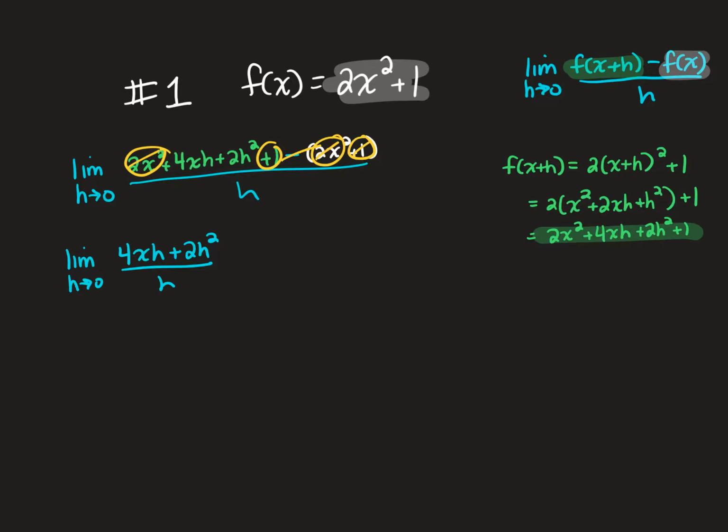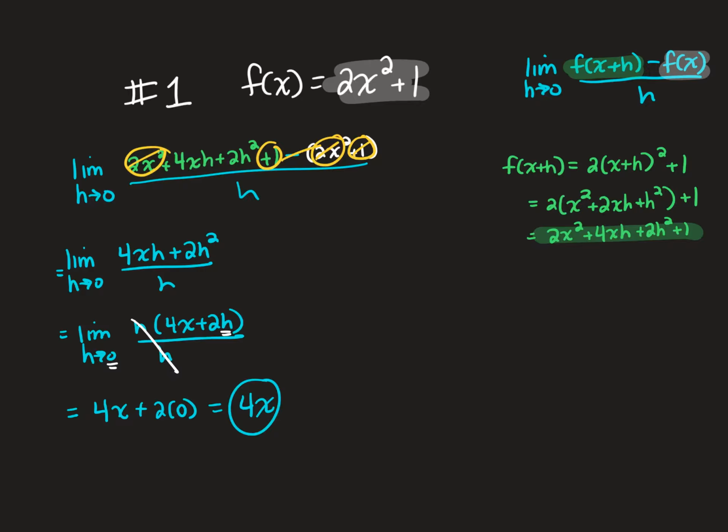And I know, again, that I'm going to be able to factor out that h, so I can create a giant 1. That's always my goal, to try to create a giant 1 with that h. And at that point, it's when I can plug in 0 for h. Once I've eliminated the h in the denominator, now I can just go ahead and plug in 0. So I will have 4x plus 2 times 0, which is just 4x.